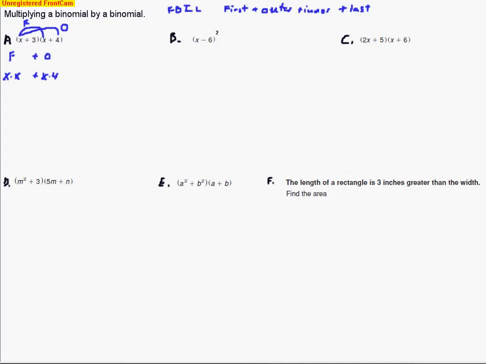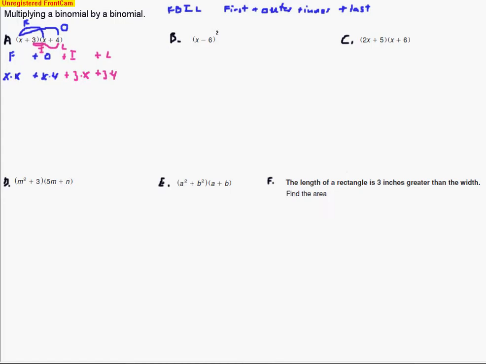Then we move on to the inside terms. Well, we've multiplied x by each. Now we move to the 3. These are the inner terms right there. I for inner. So plus the inner terms, and those would be 3 times x. And then we do the last terms. So we do 3 times the 4. Those are the last terms. So plus the L, and we write down 3 times 4.